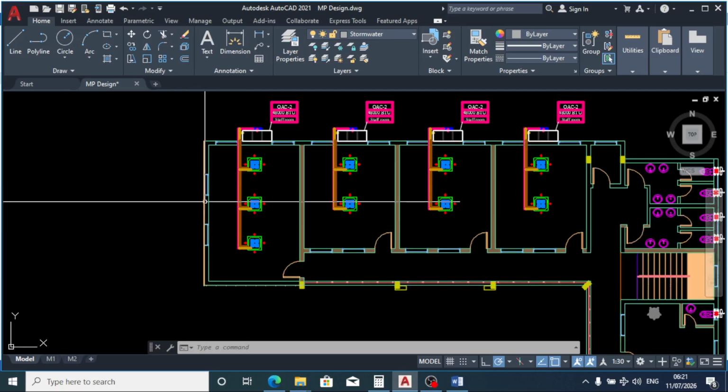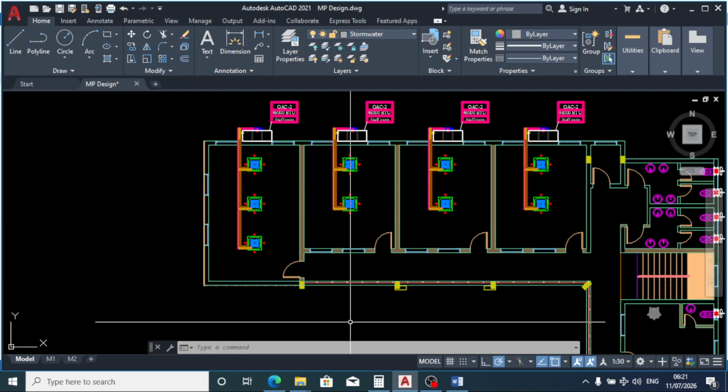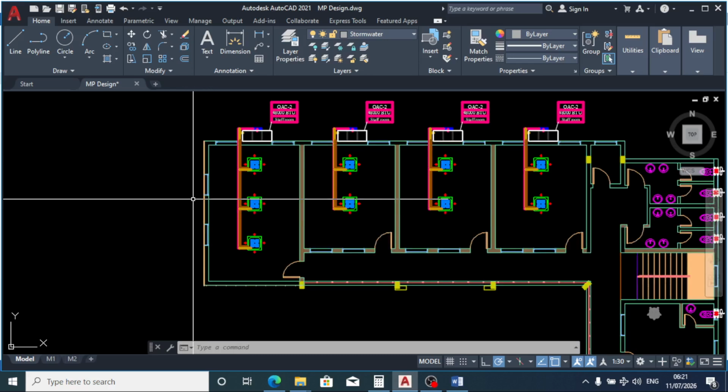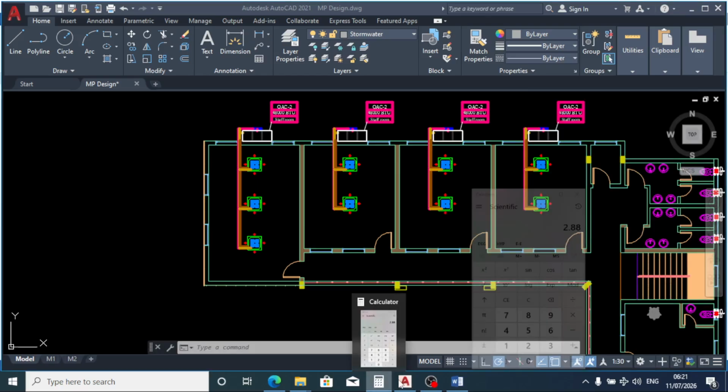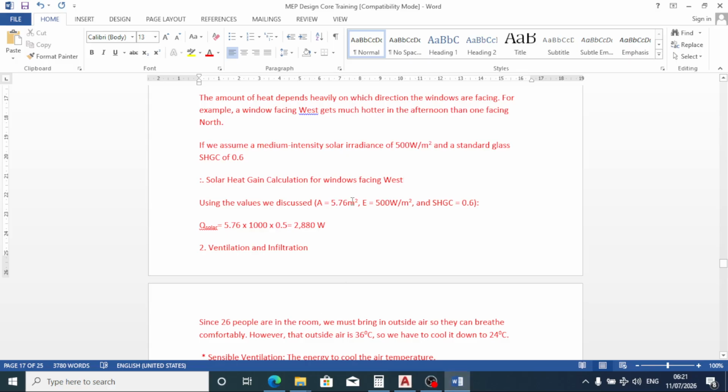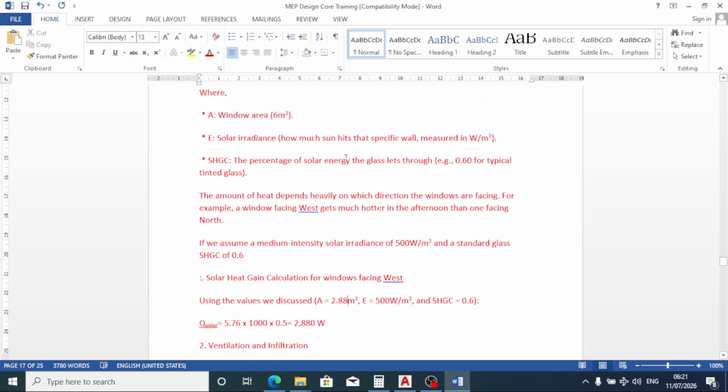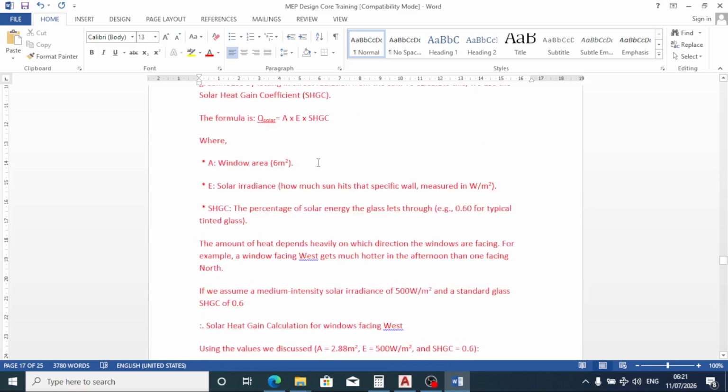So you can see we have only 2 windows facing west, so we are going to take the area for just 2 windows. Now, if you recall, the area for one window was 1.44, so for 2 windows it will be 2.88. We are going to use 2.88, since we have only 2 windows facing west.